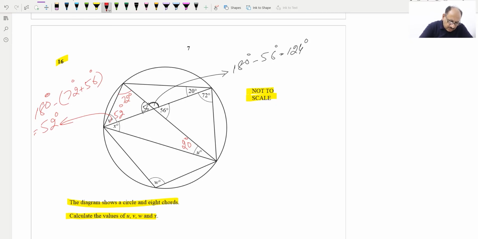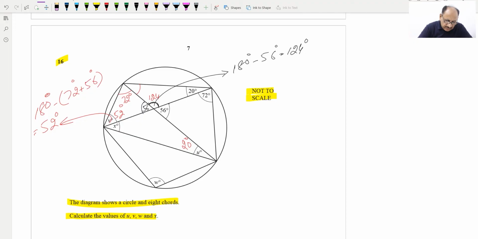124 degrees. We got this angle as 124. So now we can find this third angle. Which triangle we will be considering? We will be considering this triangle in which two angles we have. One is 124, the other one is 20.